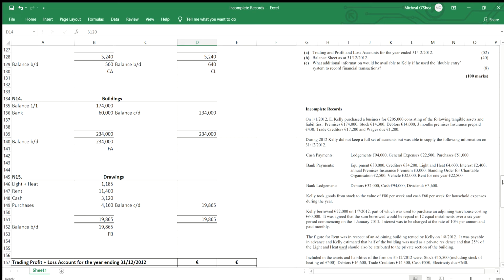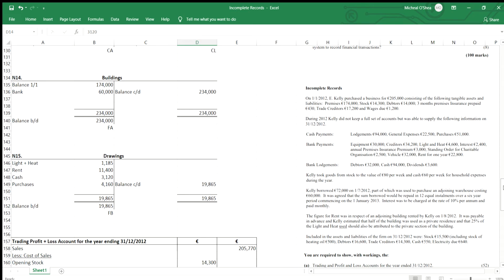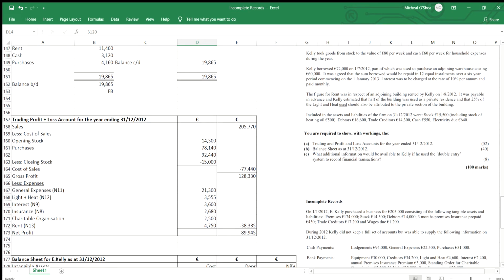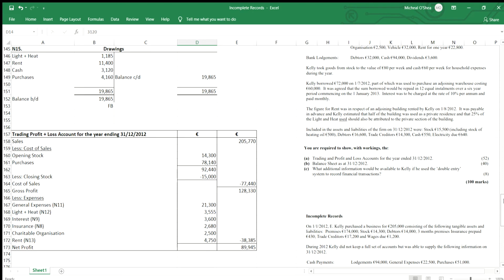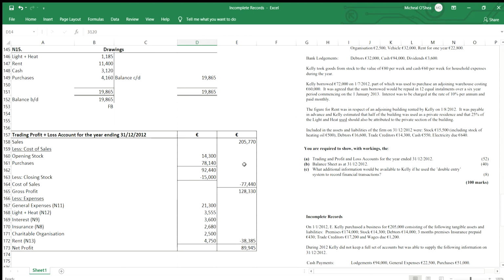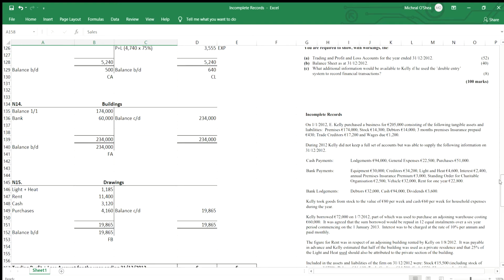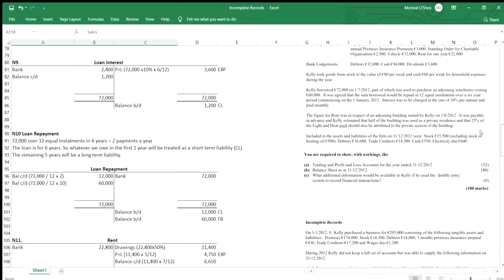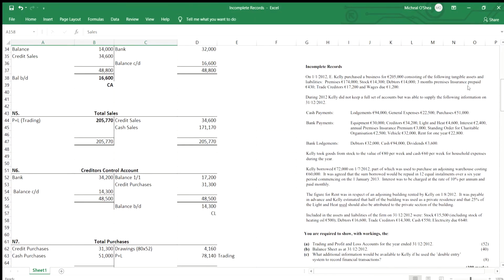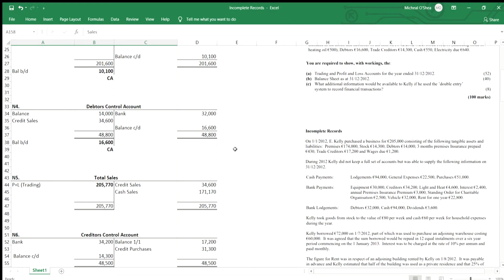Now, I'm just going to show the final trading accounts. I'll focus on the P&L first, because we've seen this structure before. This is how our accounts will look. You start off with your sales figure. Well, where did I get that? Let's go up to my sales. My total sales here is 205,770.